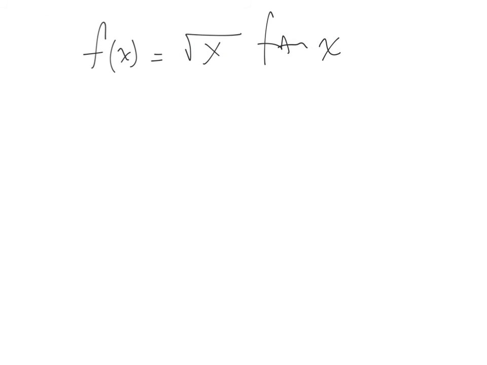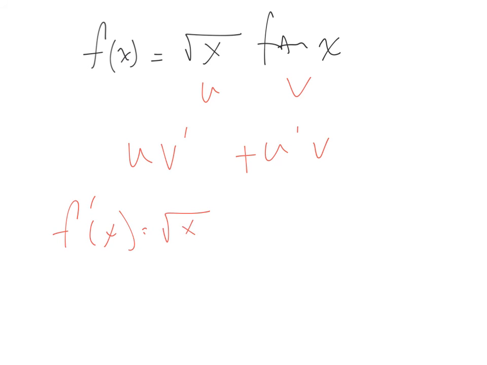When we're taking the derivative of a product, remember that we're going to use product rule, where we assign u and v. So it's u v prime plus u prime v. So f prime of x will equal the square root of x. Derivative of tan is secant squared.